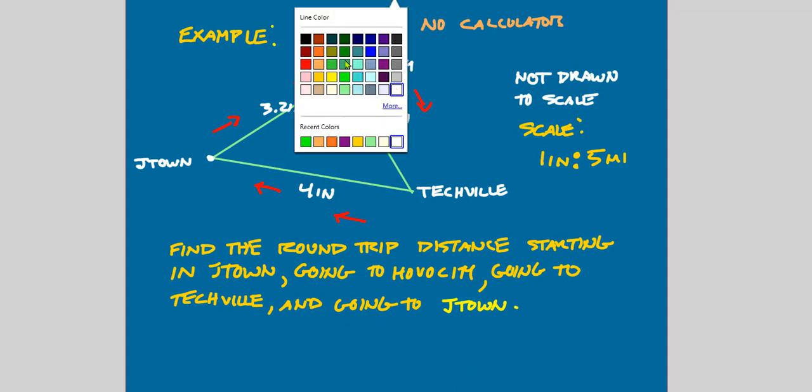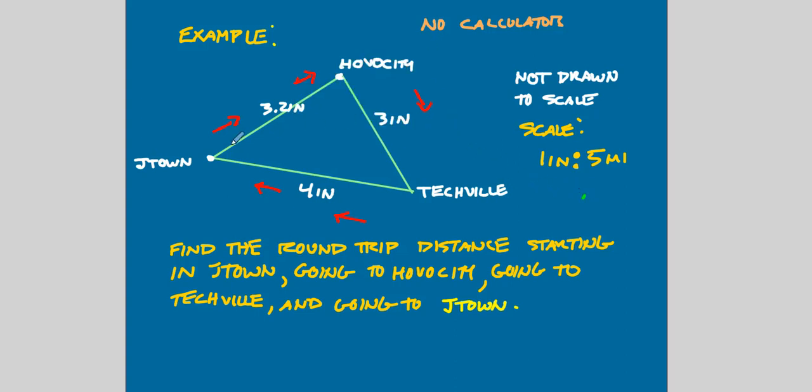So let's say that you have 3 towns here, or 3 places, and you want to go from J-Town to Hova City to Techville and back to J-Town, and I want to know how far this actual trip distance is in miles, if in fact this is a scale drawing. This scale drawing is not drawn to scale, but just use the numbers I've given you. So the scale is 1 inch is 5 miles. I want to find the round trip distance going around the triangle here.